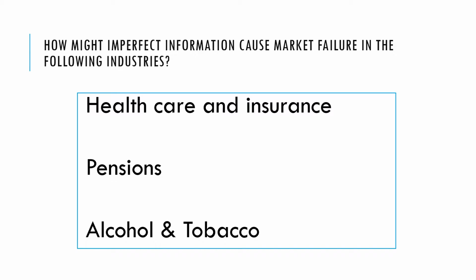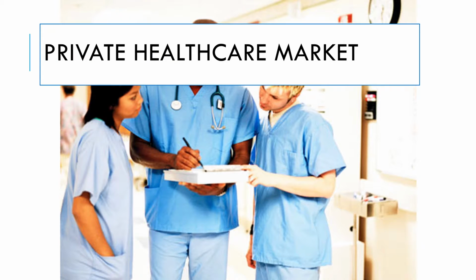This is probably best illustrated by looking at some examples. So we're going to look at how there might be different sets of information between buyers and sellers in the healthcare and insurance industry, the pensions industry, and alcohol and tobacco industry. Let's start off with private healthcare. So in private healthcare, you have a private hospital or private insurance company who will pay for your healthcare and in return ask you to pay a monthly premium based on your medical history.